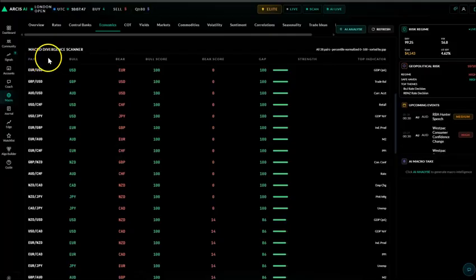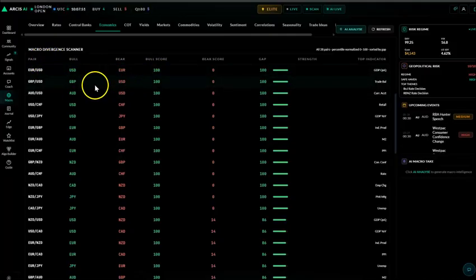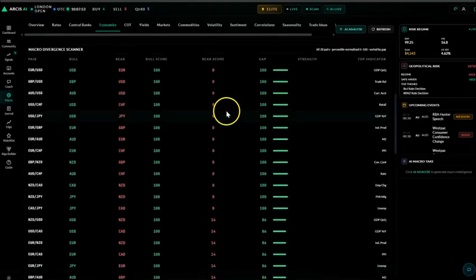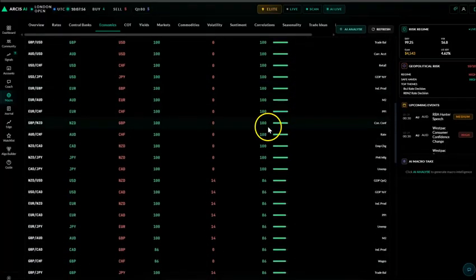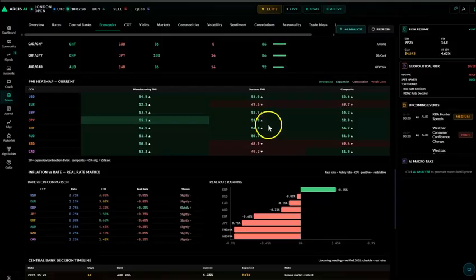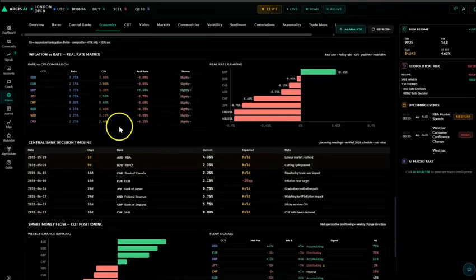And then down here we have the divergence scanner. So it's telling you which is strong, which is weak, if there's any divergence, and it will actually tell you here if there's a signal or anything. Again, you don't have to understand this. If you do understand it, good, this will really help with your trading. But Arcis AI will actually just analyze the whole data for you and come up with trade ideas.